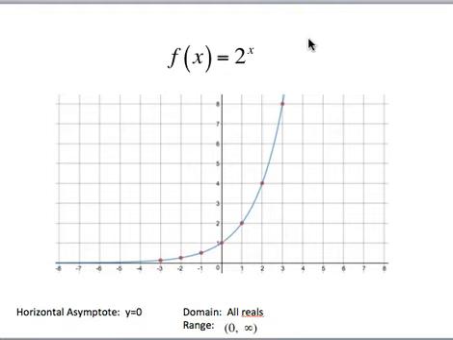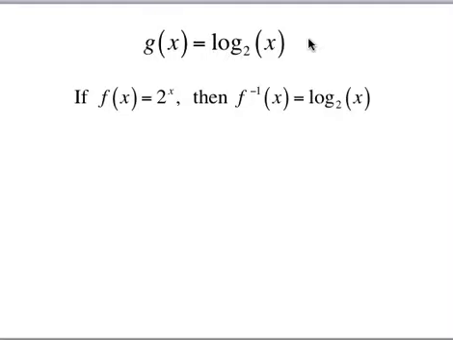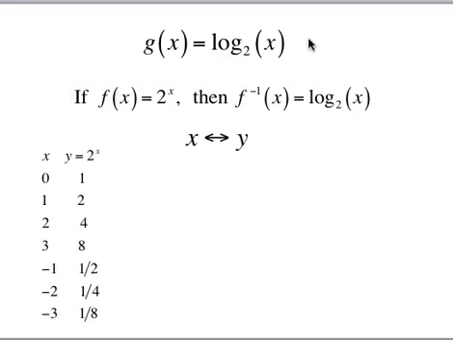Let's take its inverse. So g of x is log base 2 of x. How does that relate to 2 to the x? It's an inverse function. So what we say then is, given f of x is 2 to the x, the inverse, f inverse of x, is log base 2 of x. They undo each other. So let's remember that to find an inverse, x becomes y and y becomes x. That is, in essence, our definition of an inverse.